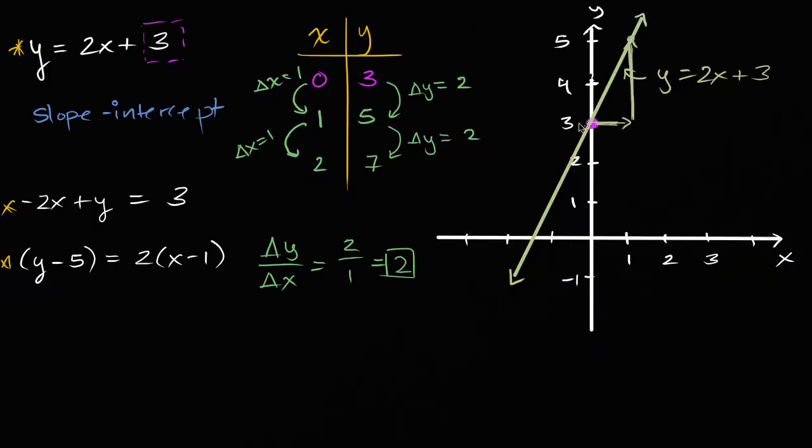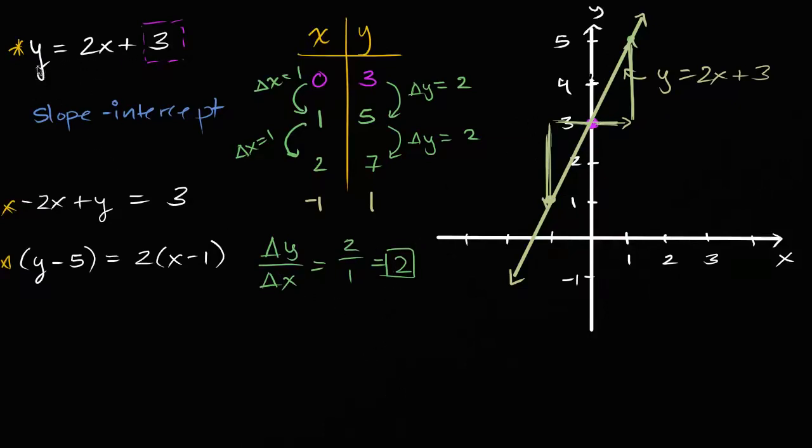If our change in x was negative 1, our change in y is negative 2. And you could see that if from 0 we went down 1, if we went to negative 1, then what's our y going to be? 2 times negative 1 is negative 2 plus 3 is 1. So we see that the point negative 1 comma 1 is on the line as well. So the slope here, our change in y over change in x, if we're going between any 2 points on this line, is always going to be 2.